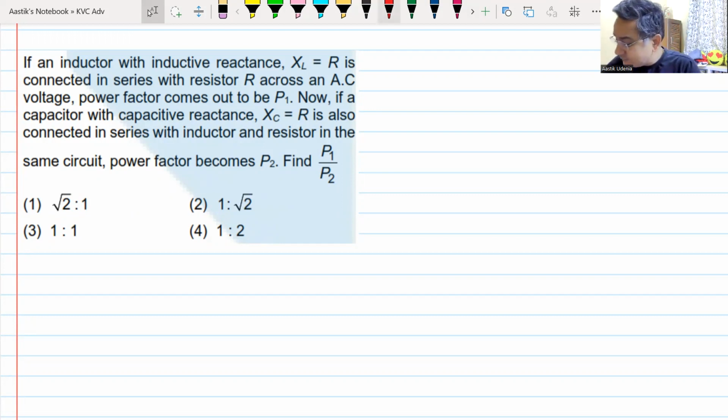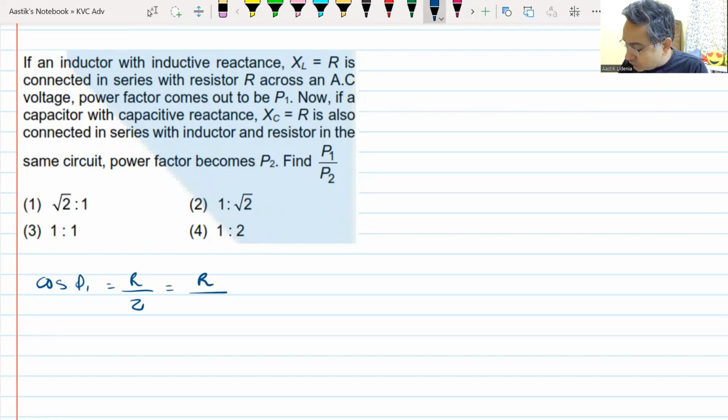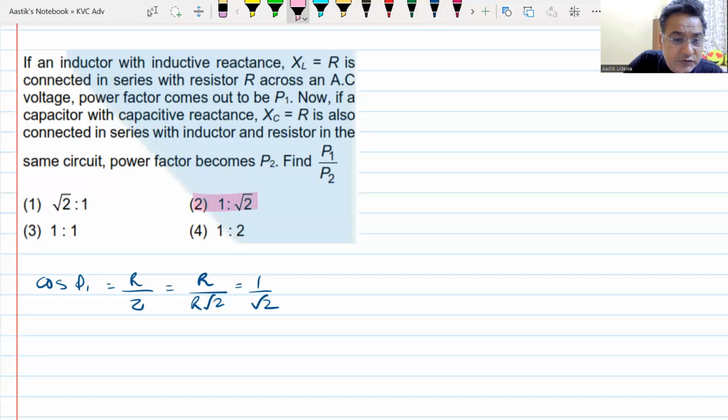In the first case, your power factor cos phi 1 is R divided by Z. R is R and Z is R root 2. Yes or no, my dear friends? So it is 1 by root 2. In the second case, XL and XC will cancel out each other. The power factor will become 1. So the answer is 1 is to root 2.